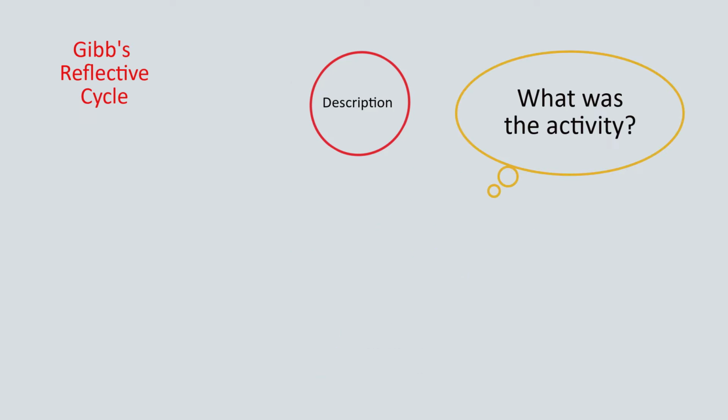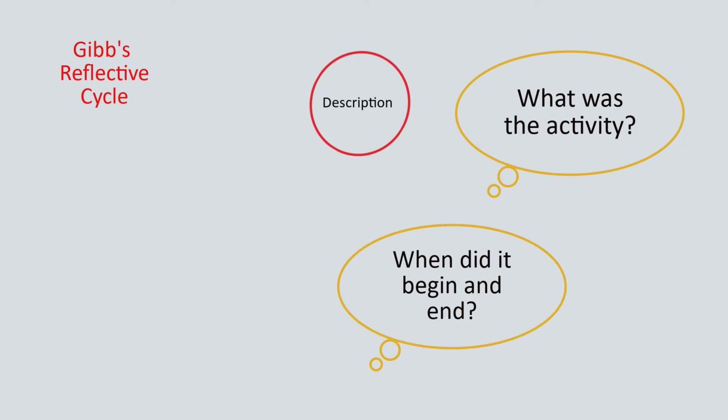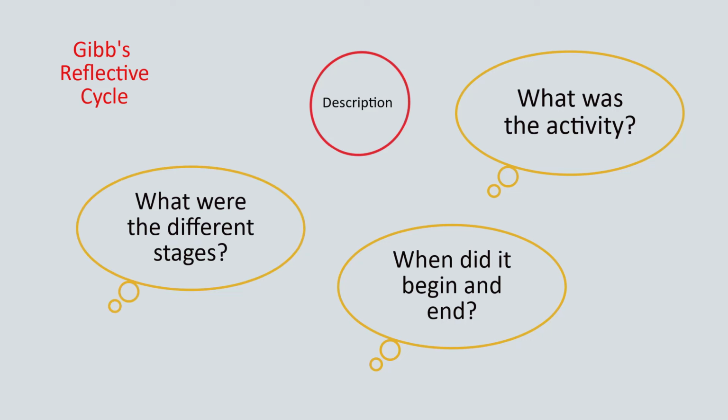The first stage of the cycle is to describe the activity. You may like to note this in bullet points to organise precisely what the activity was, the different stages of the activity, when it began and when it ended.